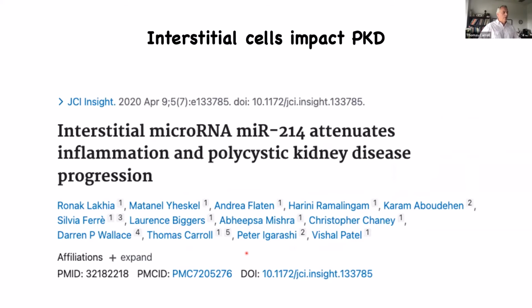And we think that in the adult, it's necessary for maintaining the different cell types in the adult epithelia, and we have some data that actually supports that.